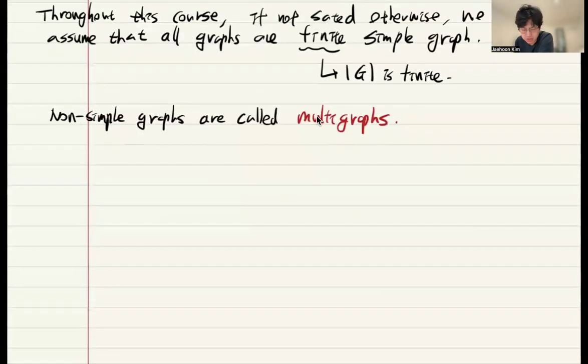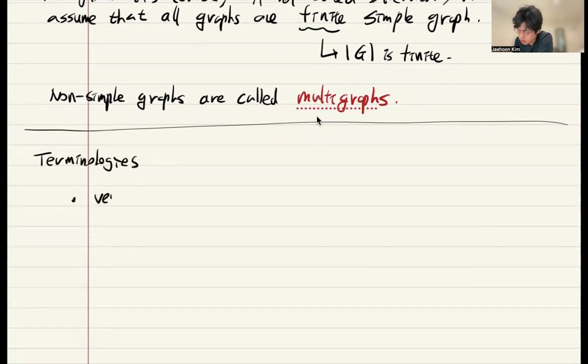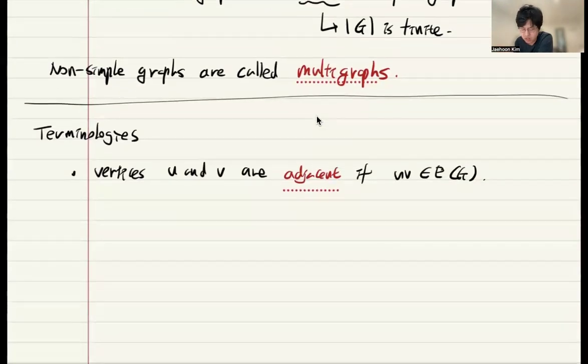Okay, and there is additional terminology. We say that the vertices U and V are adjacent if UV is an edge of G. So if they are connected, we say they are adjacent. I mean, connected by the line. Those two dots corresponding to the vertices are connected by a line, which is the edge between them.